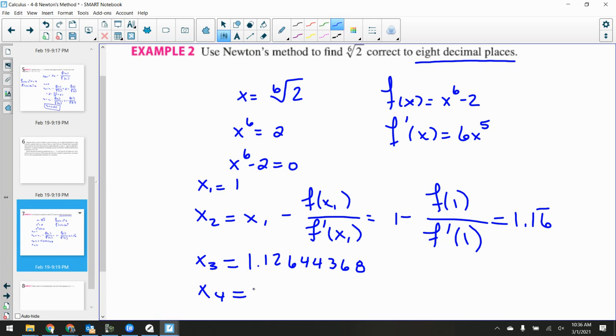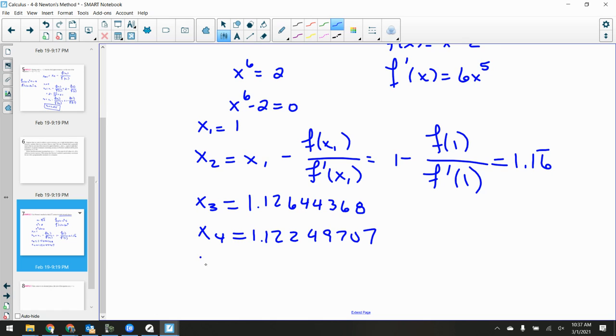1.2249707. Yep. So right now I am correct to 2 decimal places out. You see how I'm matching to 2 decimal places? I've got to get to 8. So let's keep it rolling.